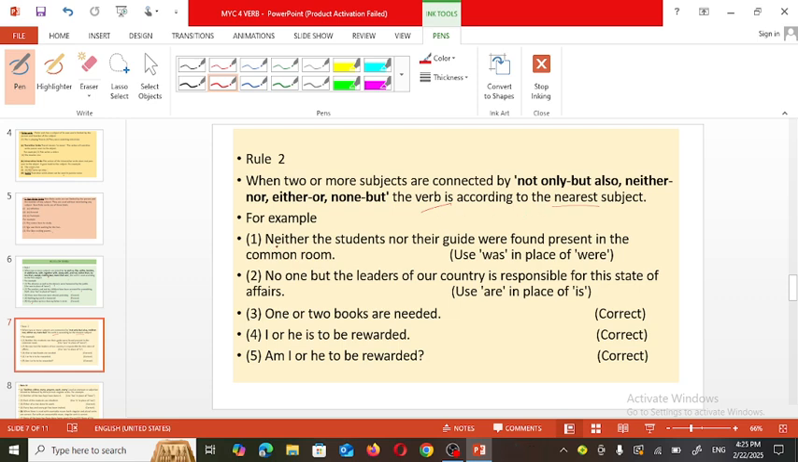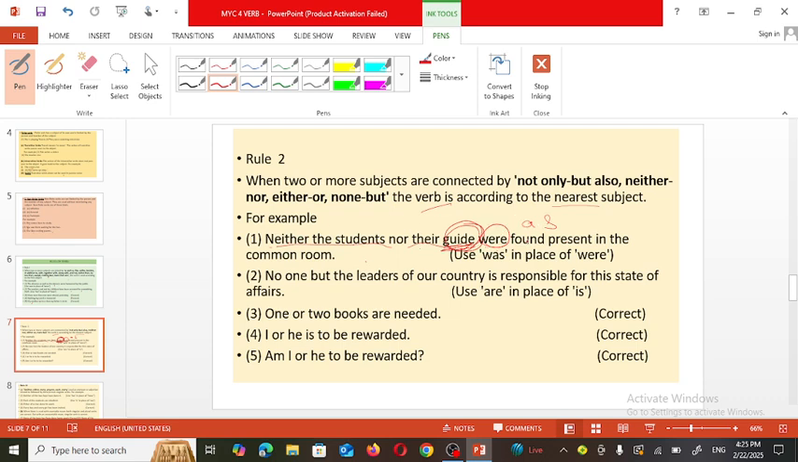For example, neither the students nor their guide. Now guide is in a singular form. Neither the students nor their guide were found present in the common room. Here, guide is the immediate subject to this to be form. So, guide is in a singular form, and that's why we must use was instead of were.